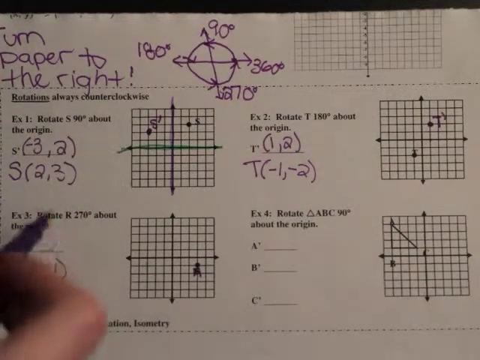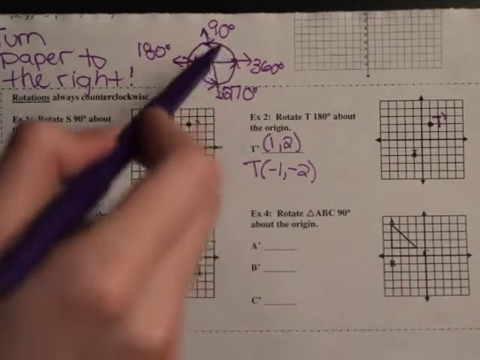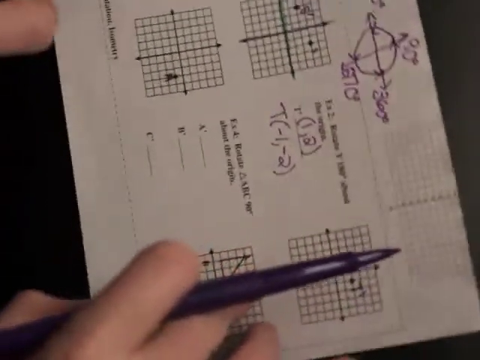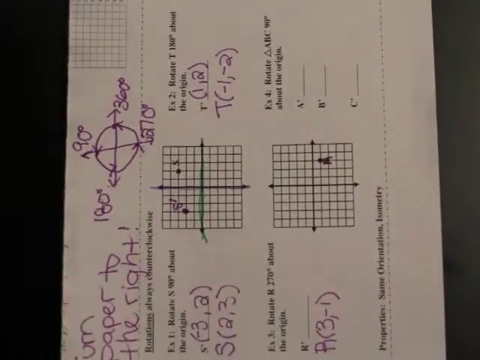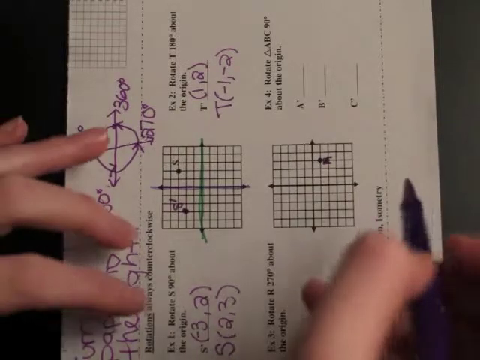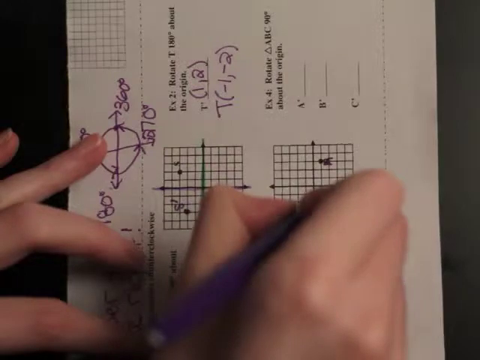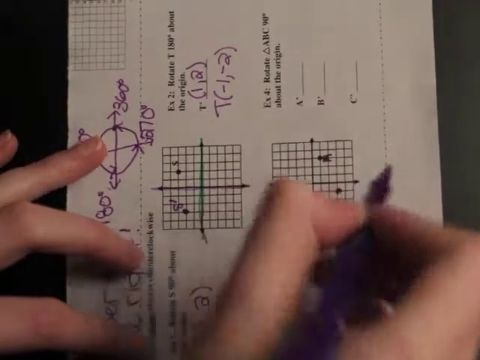Okay? Rotate 270, so that's 3. 1, 2, 3. So we're going 1, 2, 3. Always to the right. So it was at 3, negative 1. We're going to go 1, 2, 3, negative 1. That's my point.